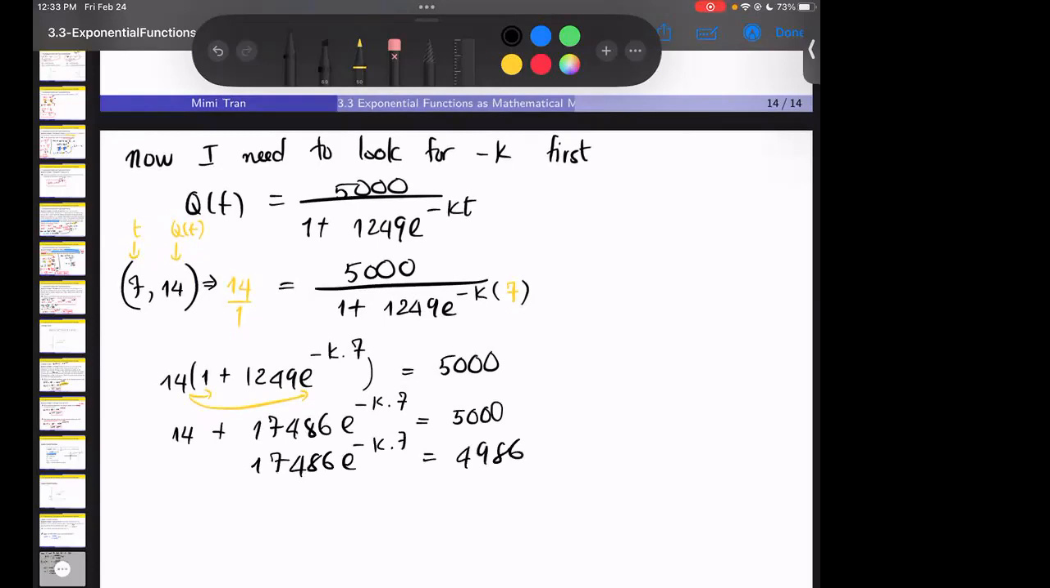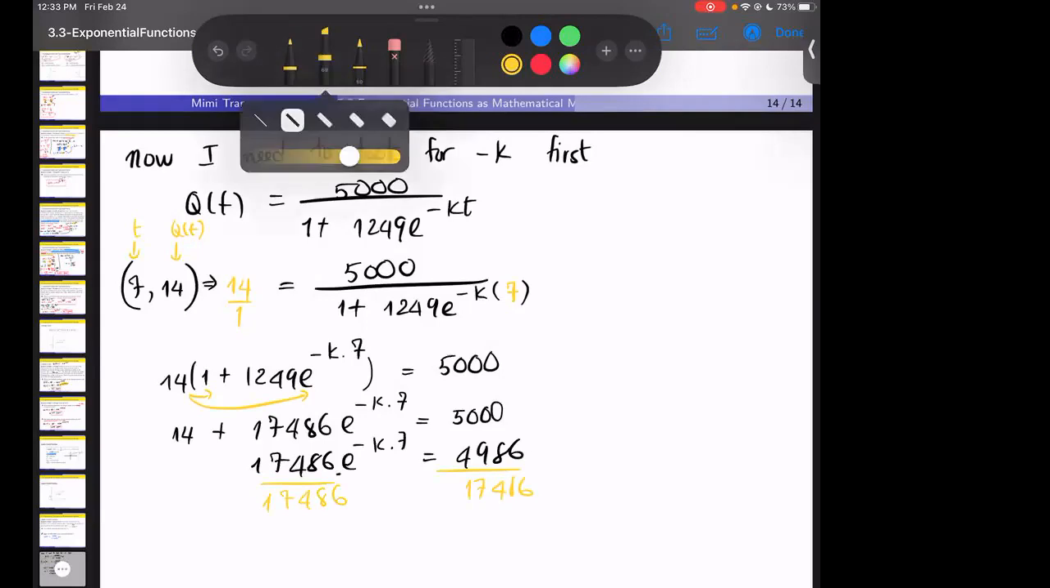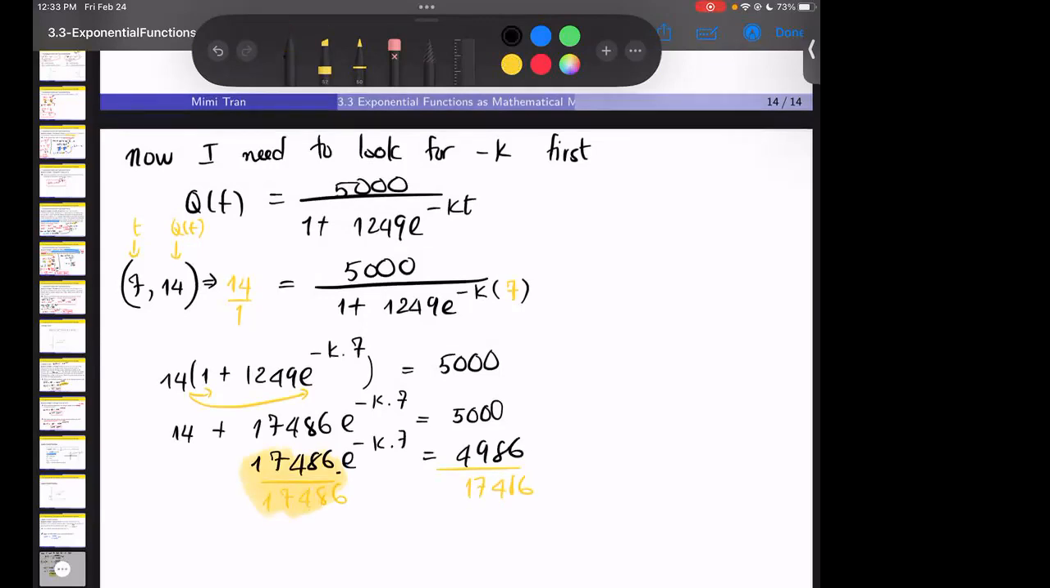That's just easy arithmetic. Divide both sides by 17,486. The left-hand side cancels, so that leaves me with just e to the negative K times 7 equals 4,986 over 17,486. Leave it like that. Don't convert it to a decimal. Just leave it like that.